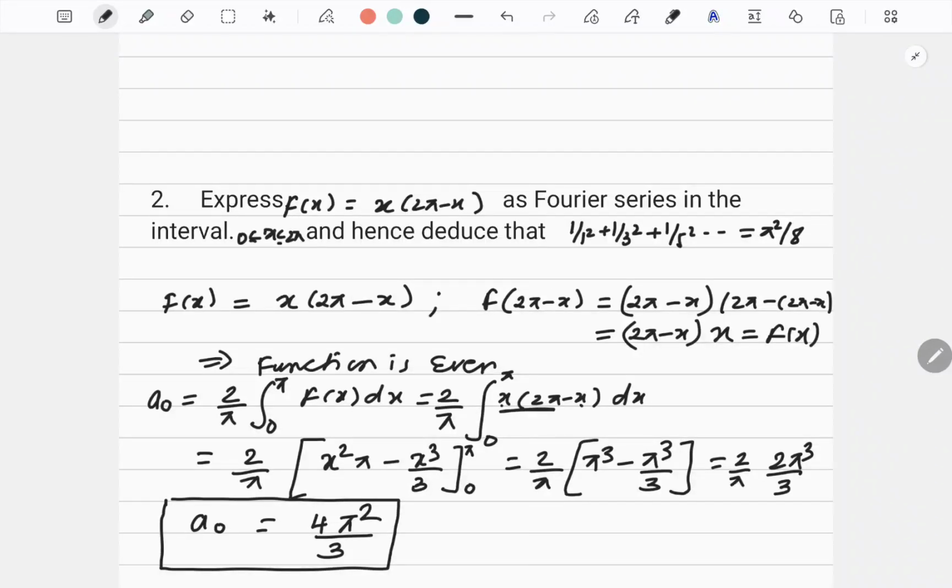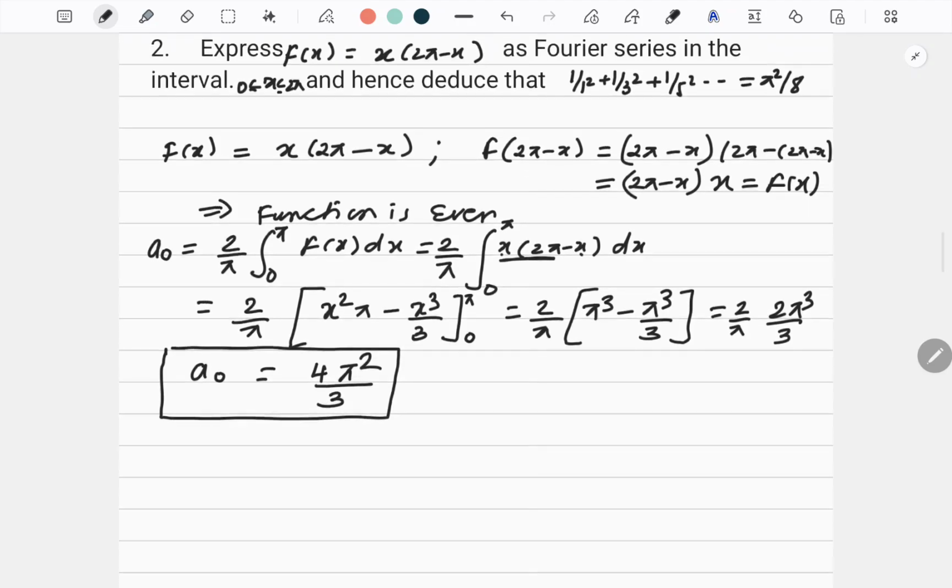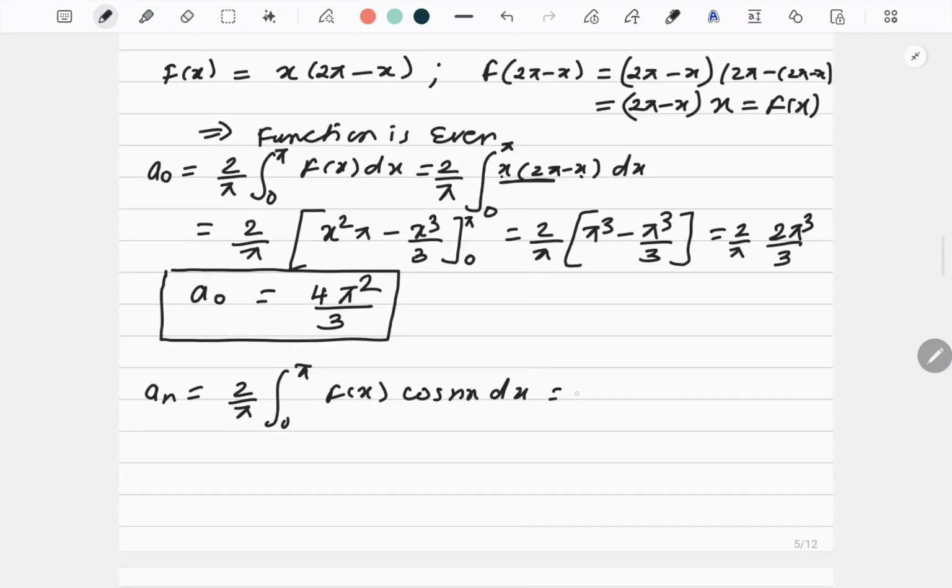Now let us move to the second value, the an value. So an is equal to 2 by pi integral 0 to pi f(x) cos nx dx. What is the value of f(x)? 2 by pi integral 0 to pi of x(2 pi minus x) cos nx dx. Right? So how will I do the integration? I told you that method, the same. Now I will again show you how to solve this.